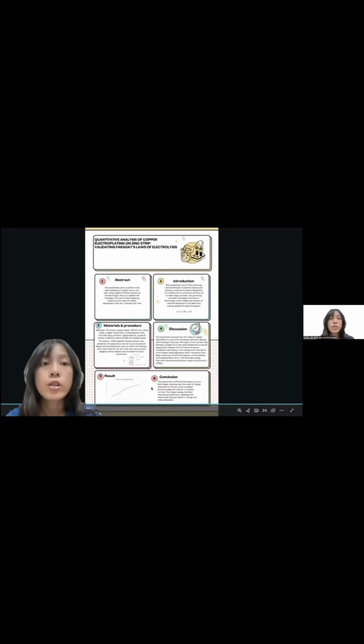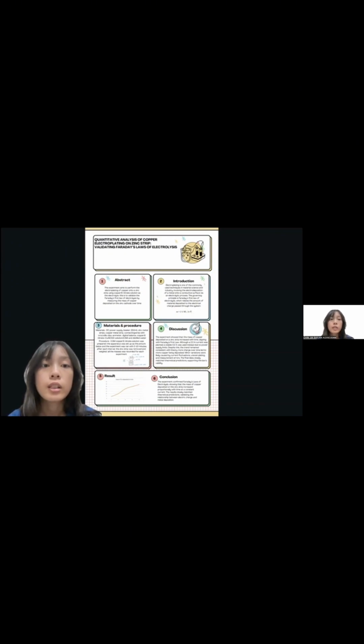As shown in the graph, the mass of the copper deposited on the zinc strip increases steadily over time. This trend demonstrates a direct relationship between the time and the amount of copper deposited, consistent with what we expected from Faraday's laws of electrolysis.